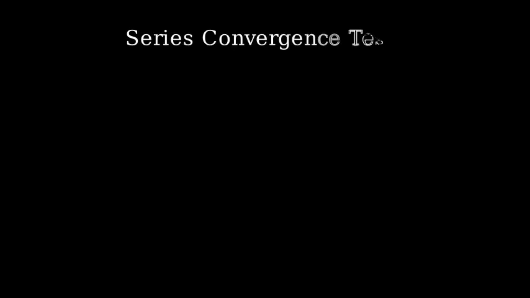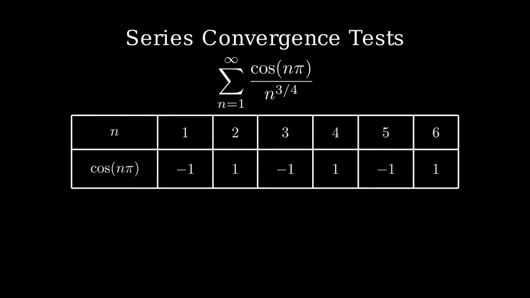Welcome. Today we'll test the convergence of an infinite series using both the alternating series test and the absolute convergence test. Let's first understand what happens when we evaluate cosine of n pi. When n is 1, cosine of pi is -1. When n is 2, cosine of 2 pi is 1. When n is 3, cosine of 3 pi is -1. And this pattern continues, alternating between 1 and -1.